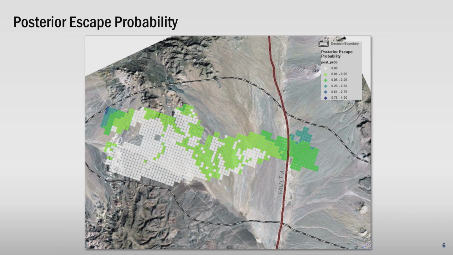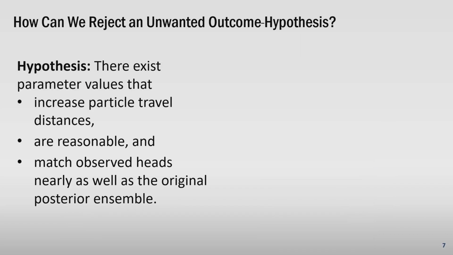I also show an important fault that was parameterized in the model, and we examine it further with the hypothesis testing. So this uncertainty analysis is our initial point for the analysis that I'm going to present here. What we are doing is defining a general hypothesis: there might be a set of parameter values that will increase travel distance of these particles, that are reasonable, and that will match the observations nearly as well as our original posterior ensemble obtained during the first stage of the uncertainty analysis.